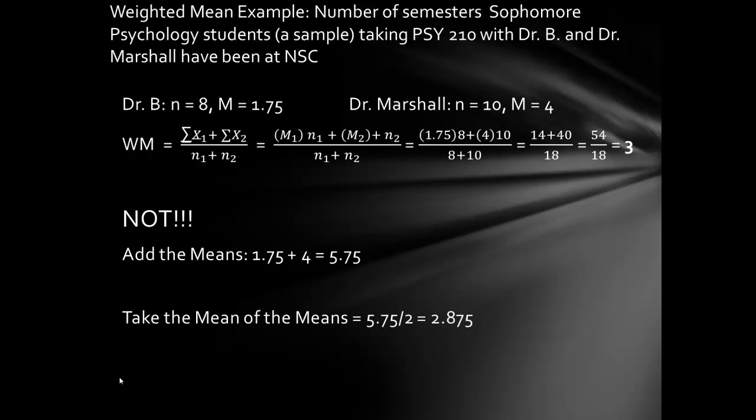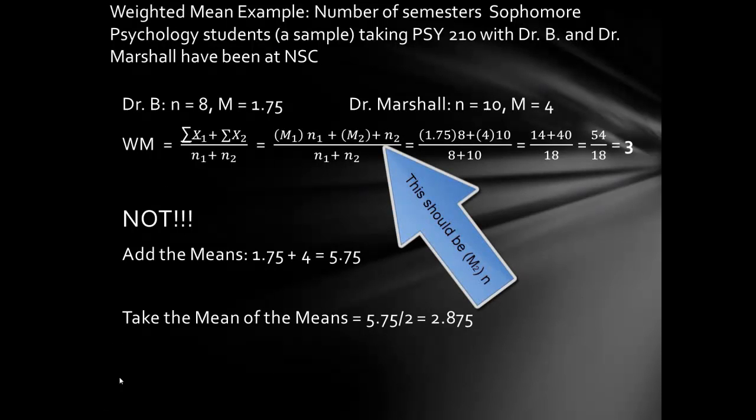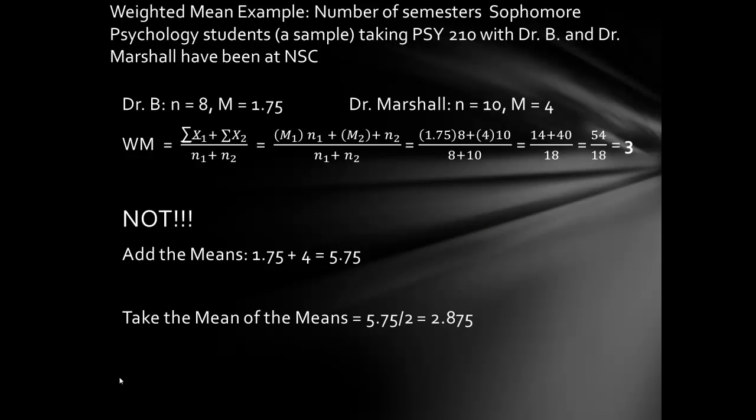So here's an example of using the weighted mean. Let's say that I still have my sample of students from my Psych 210 class, looking at how many semesters they've been at NSC for the sophomores. And then I also have some statistics from Dr. Marshall's Psych 210 class. And she has 10 students in her sample with a mean of 4 semesters at NSC among the sophomores. So we don't have access to the raw data here, but we can find out what the mean would be if we combine both of our samples into one. In other words, the weighted mean.